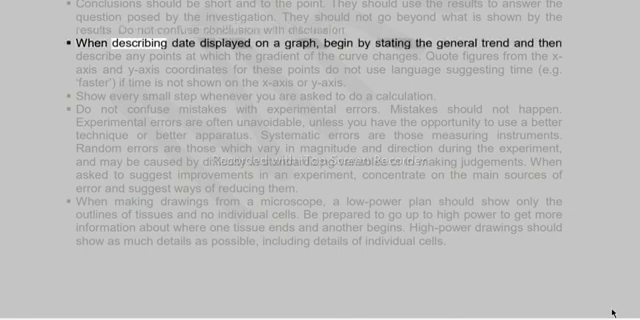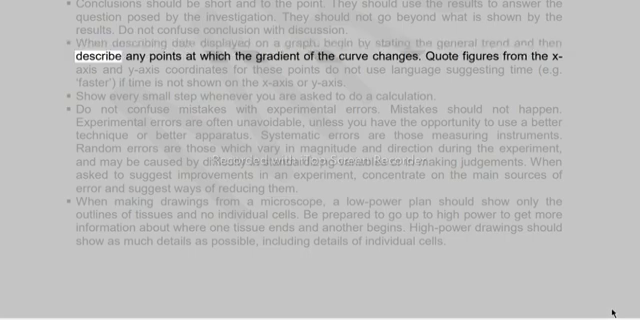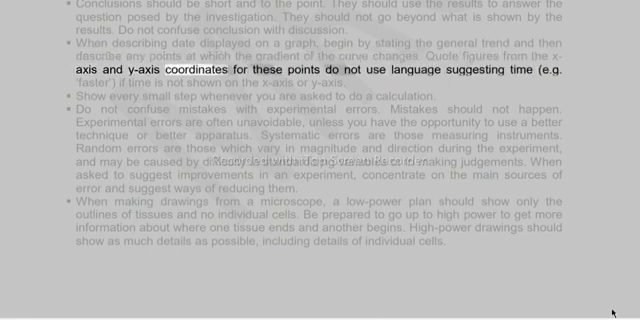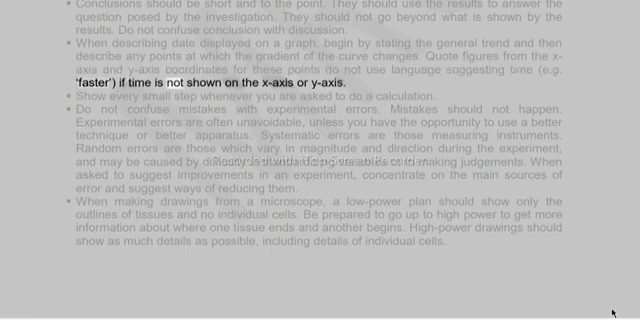When describing data displayed on a graph, begin by stating the general trend and then describe any points at which the gradient of the curve changes. Quote figures from the x-axis and y-axis coordinates for these points. Do not use language suggesting time, e.g. faster, if time is not shown on the x-axis or y-axis.